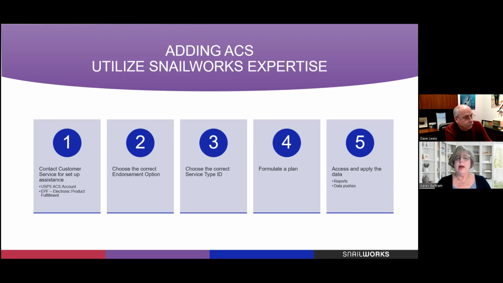We'll also help you figure out what service type ID you want to use. The post office offers a couple of dozen options between various classes of mail and different levels of ACS services that they offer. We want to make sure that you receive the results that you're anticipating. So we really will work hand in hand with you to formulate that plan. And then finally, part of that plan formulation is going to be accessing the data and making some determinations about what records you're going to update or remove from master files.